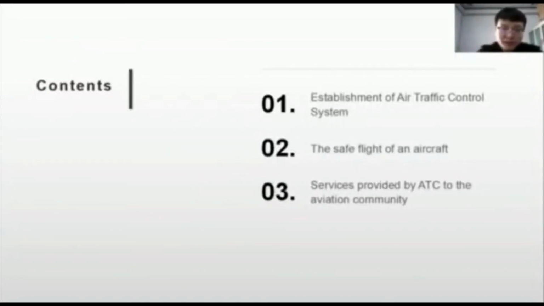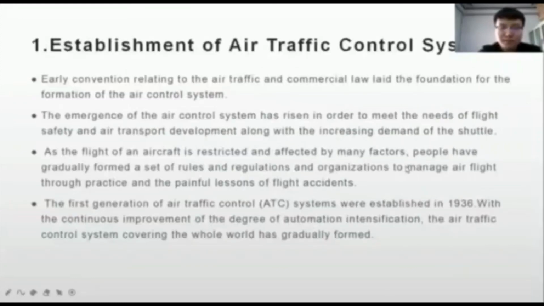These are the contents. The first section is the establishment of the air traffic control system. The second section is the safe flight of an aircraft. The third section is the services provided by the ATC system.